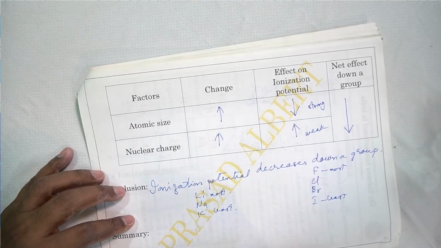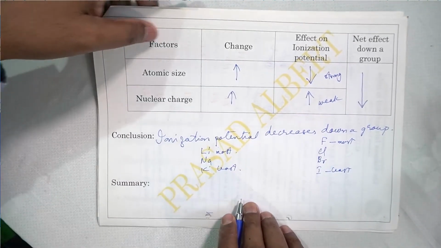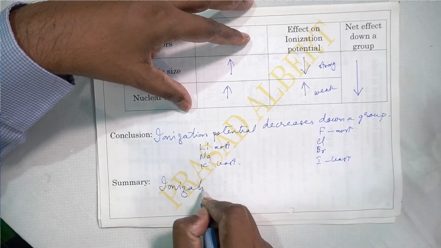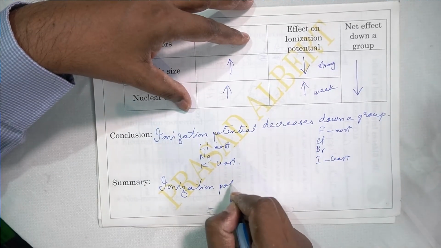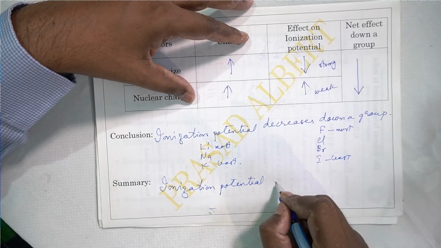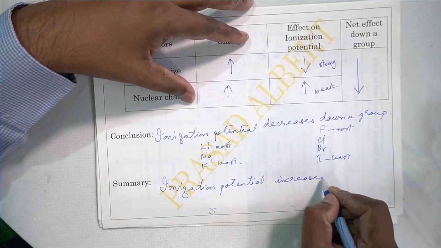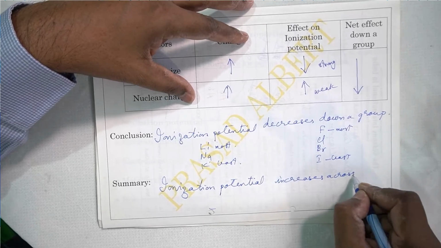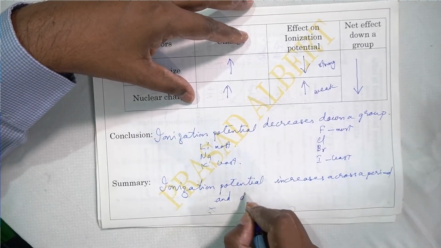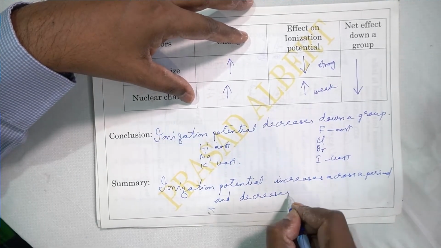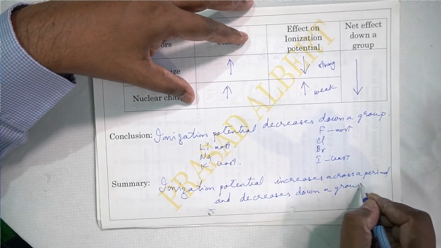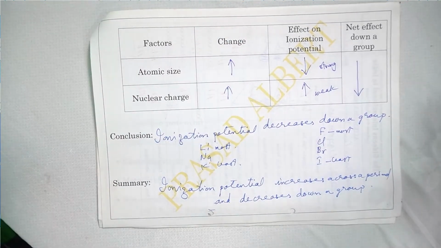So what is the summary of today's video? What we have studied today is that ionization potential increases across a period and decreases down a group. This is the summary of what we have studied today.